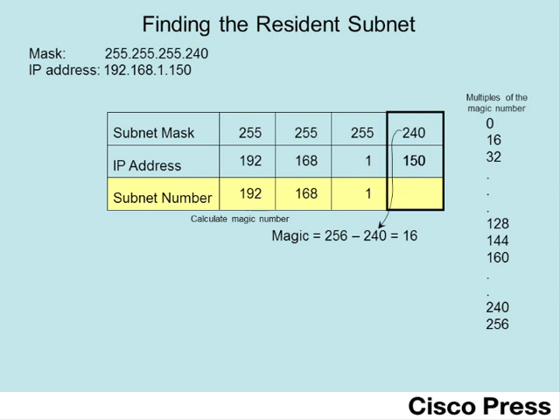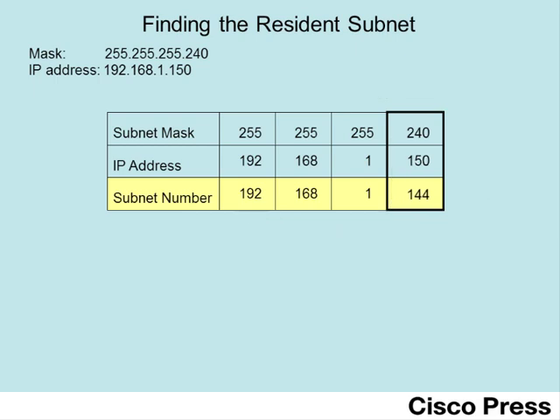And then you compare that list to the IP address's value in the interesting octet. In this case, that value was 150. We want to pick the multiple of 16 that's closest to 150, but not larger than 150. If you take 150 and scan down the list, you see that it's closest to 144 and 160, but of course 160 is larger. So we pick 144, and that'll be our value for the subnet number in the fourth octet. That gives us a subnet number of 192.168.1.144.